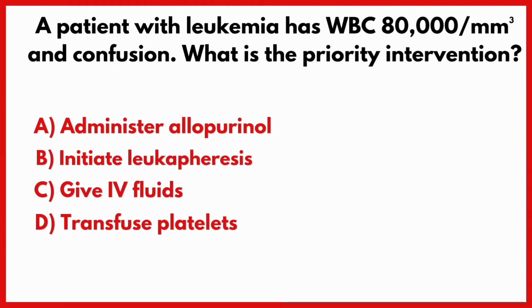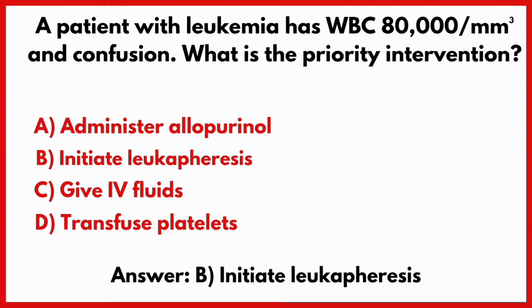A patient with leukemia has white blood cells 80,000 and confusion. What is the priority intervention? Correct answer is option B, initiate leukapheresis.